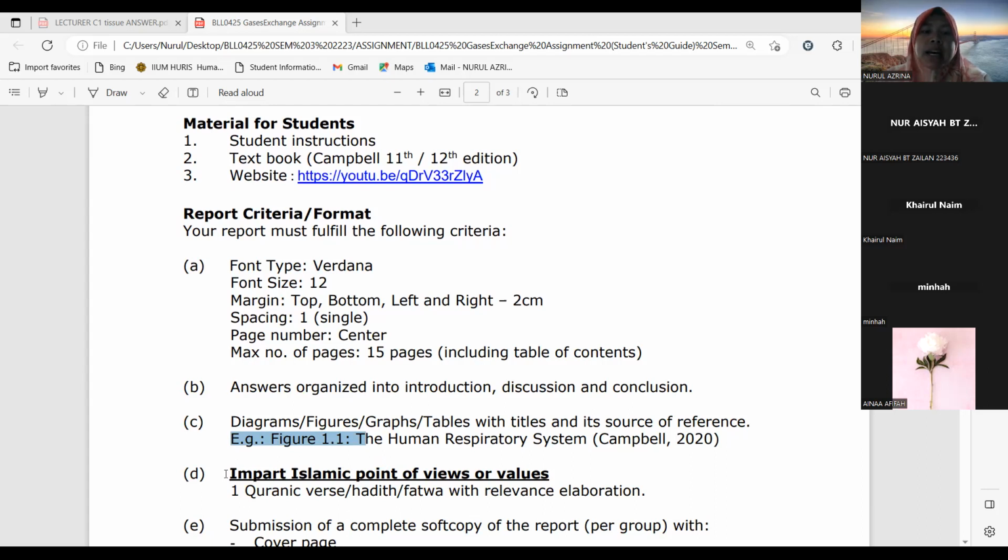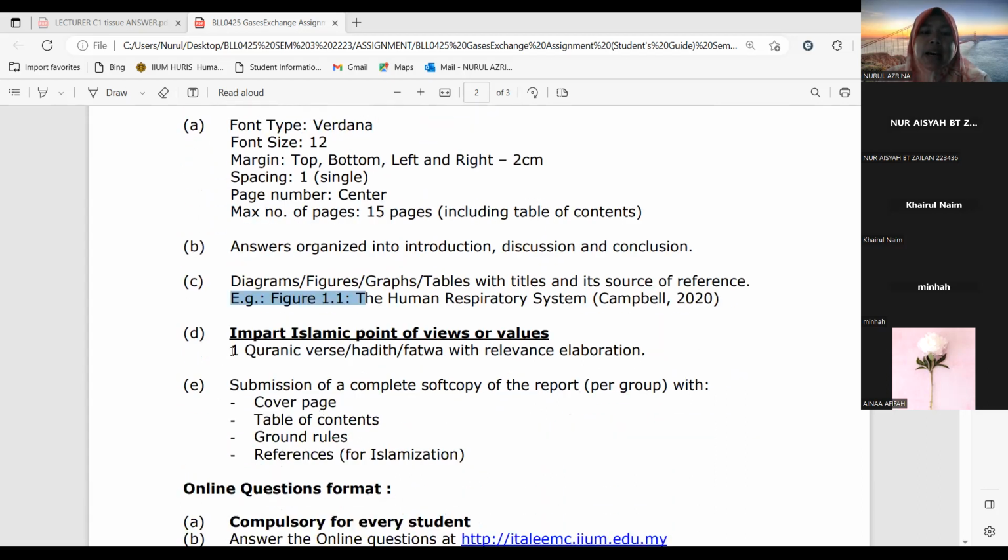And then you have to impart Islamic point of view or any hadith ke, translation of the verse of Quran ke. So you have to insertkan dia and elaboratekan dia dekat mana tempat yang sesuai. Mungkin if you want to start your introduction with a verse of Quran, letakkan dia dekat introduction and relatekan dia, macam mana dia boleh relate dengan apa yang awak cuba explain.